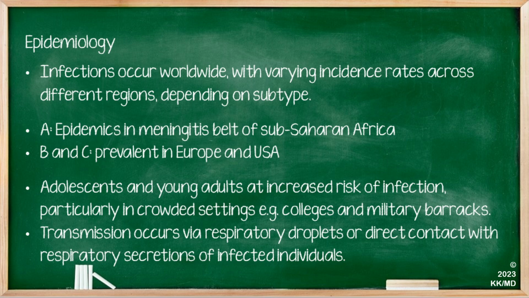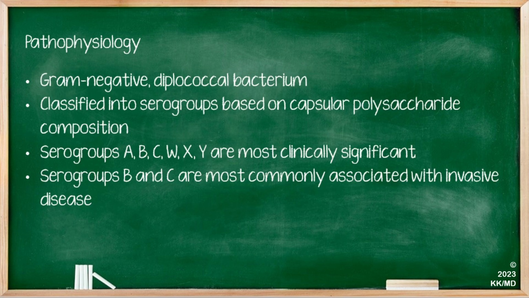Adolescents and young adults in particular are at increased risk of infection, particularly in crowded settings such as college dormitories and military barracks. Transmission occurs via respiratory droplets or direct contact with respiratory secretions of infected individuals. Neisseria meningitidis is a gram-negative diplococcal bacterium, and as we've said, it's classified into serogroups based on capsular polysaccharide composition. However, serogroups A, B, C, W, X and Y are most clinically significant, and serogroups B and C are most commonly associated with invasive disease.